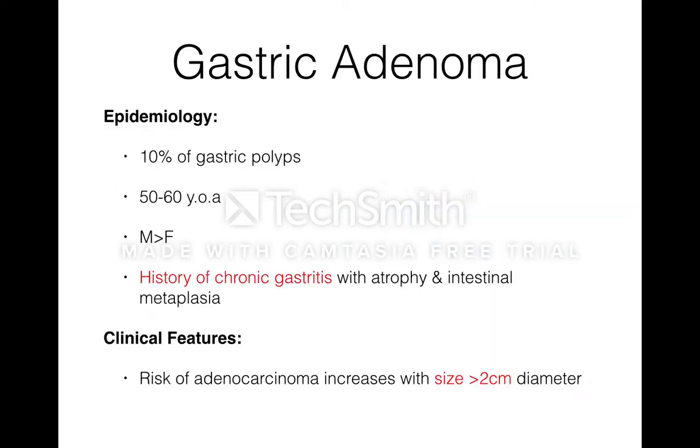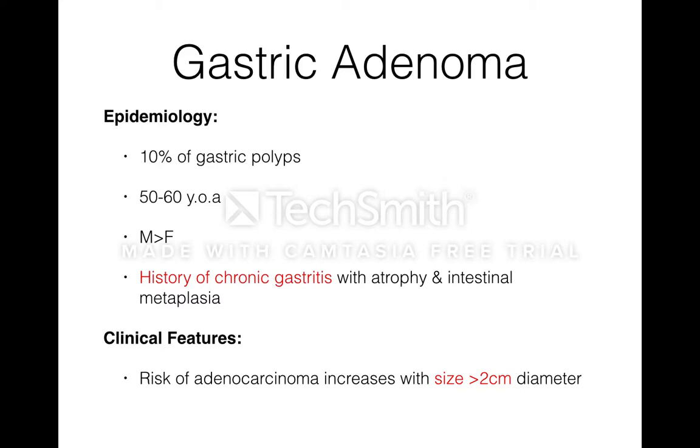Gastric adenomas account for 10% of gastric polyps and are typically seen in those 50 to 60 years of age with a history of chronic gastritis with atrophy. Remember, gastric atrophy is typically the end result of chronic gastritis, where you get loss of gastric glandular cells with their eventual replacement by intestinal and fibrous tissue.